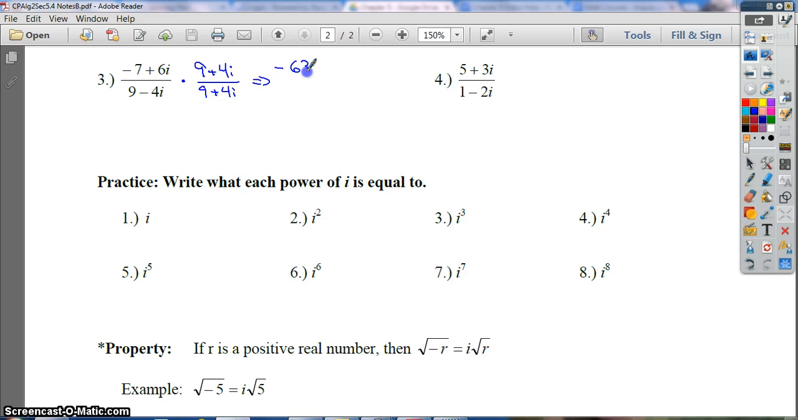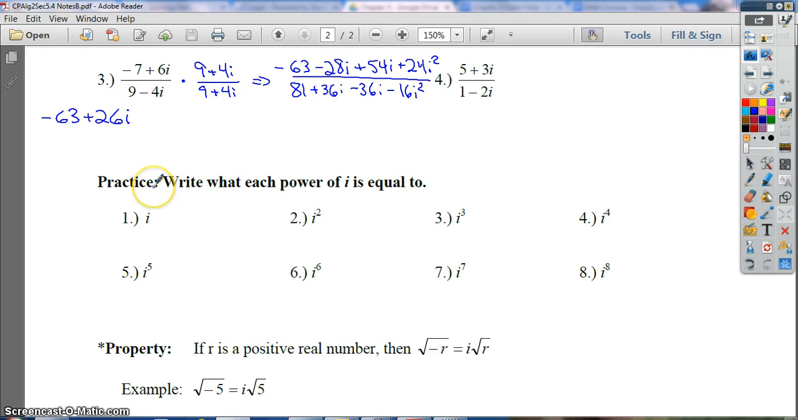It's going to give me negative 63 minus 28i, 54i, 6 times 9, and 24i squared. All over 81 plus 36i minus 36i minus 16i squared. Okay, so I'm going to combine like terms, get rid of my i squared. So this is negative 63. Okay, these two here, let's see, 24 plus 2 is 26. This is 26i. Okay, and this guy's going to be plus 24 times negative 1. So basically it's going to be minus 24.